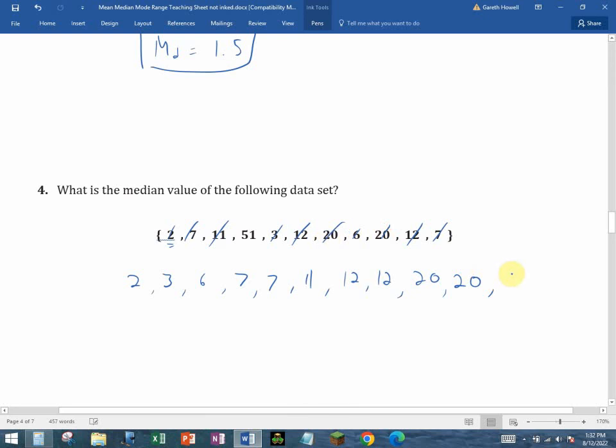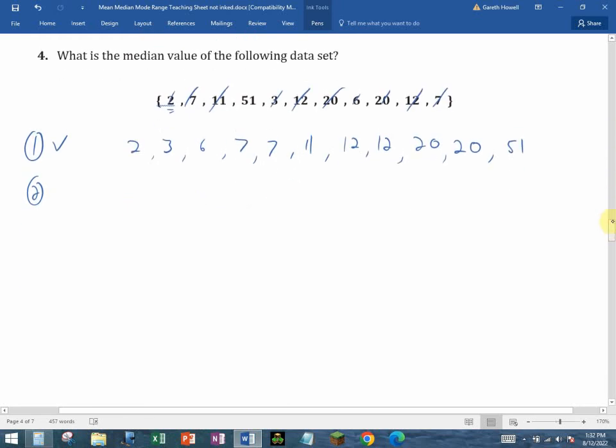I dealt with those, and my final number is 51. So now I have them ordered from least to greatest. Step 1 is done. Step 2, now we cross out values from the outside. So 2 is gone, 51's gone, 3 and 20, 6 and 20, 7, 12. Good. I only have a middle number, 1, left, so that's good. I've ordered them. I don't have to take a value or an average for the 2. So I get, for this one, a median of just 11.